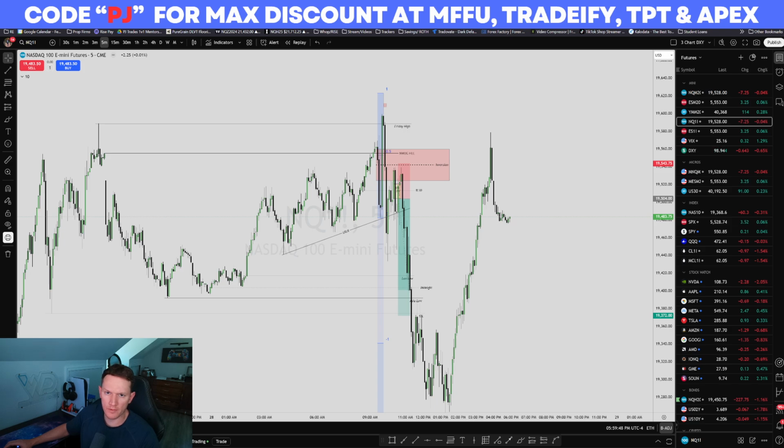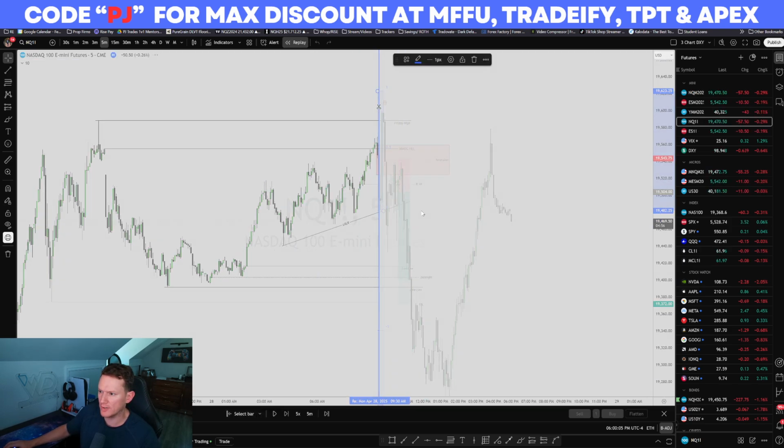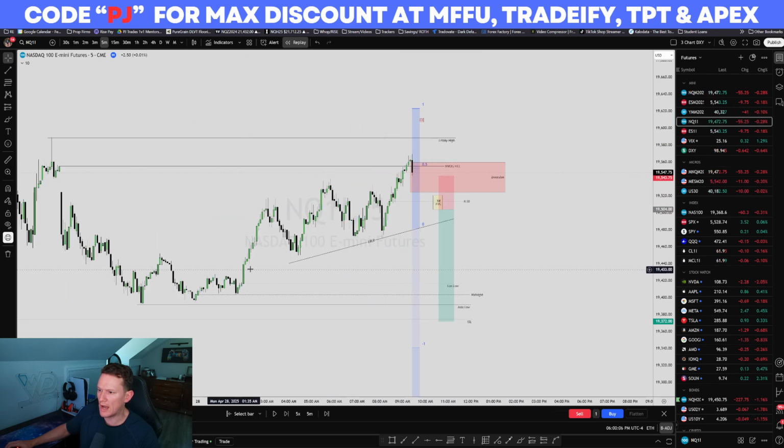Today we're going to go over the inverted fair value gap setup that we took this morning that netted us 54 points. So let's just dive on into it. As always, I'm going to start with the higher time frame draws on liquidity. I'm going to bring price back here so you guys can see what I was looking at.